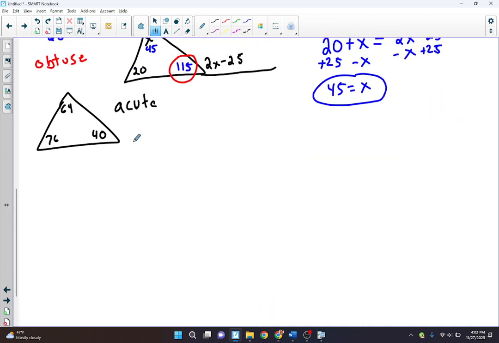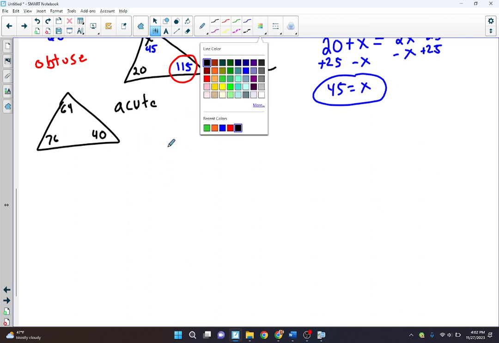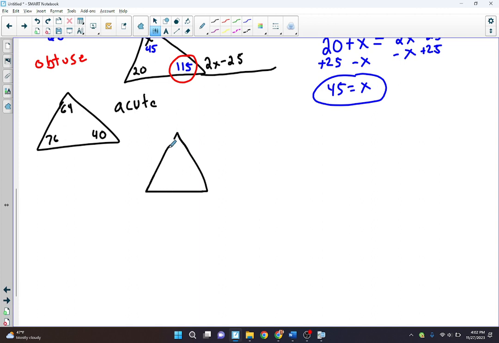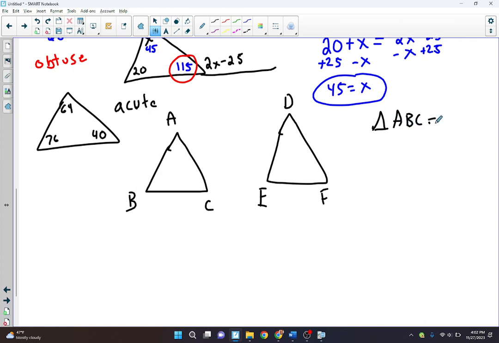All right. So we have external angles. We have triangles on the inside. Let's talk about congruent triangles. If I told you these triangles are congruent, so let's say A, B, C, and D, E, F, and I stated triangle ABC is congruent to DEF. How would you say that? It would be written like this, a congruent statement.